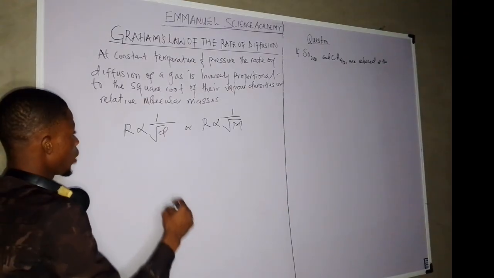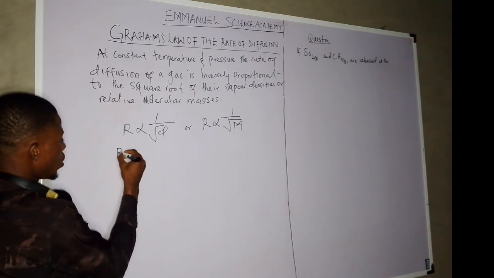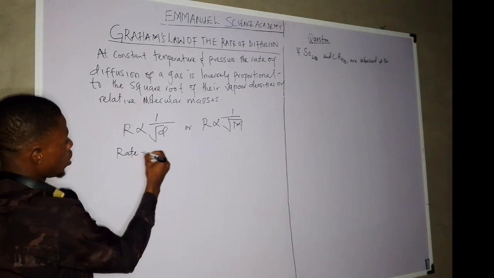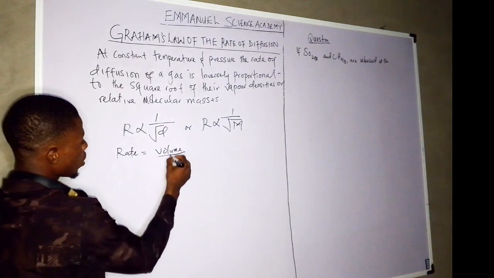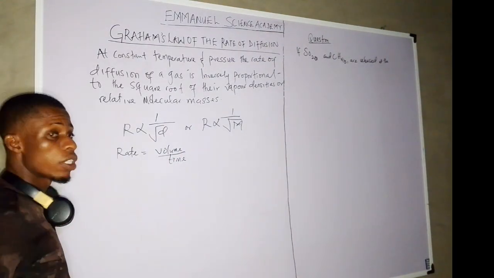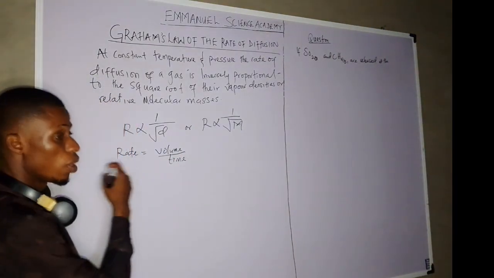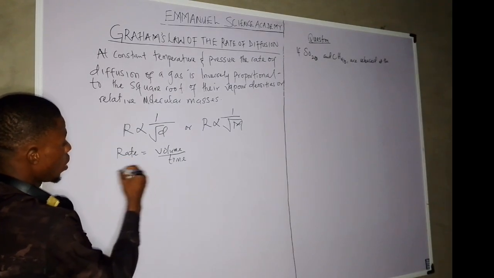So we have a formula: rate is equal to volume over time. So we must take note of that. Rate is equal to volume over time. So let's break this one down.